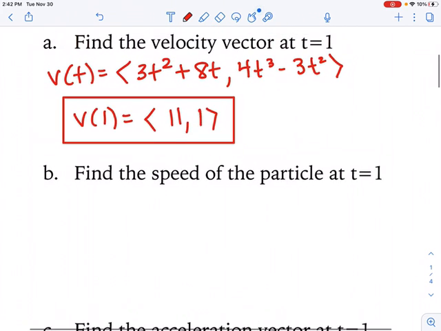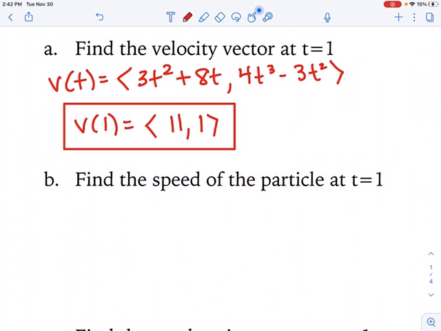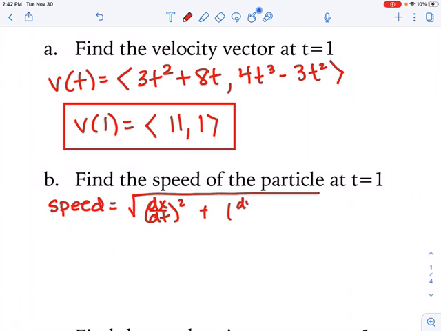Let's talk about the speed of our particle. Now, remember, when we talked about speed before Thanksgiving, we talked about how it was the square root of dx/dt squared plus dy/dt squared. Well, now that we're working with vector valued functions, that's not going to change. So dx/dt squared would be 3t squared plus 8t, that quantity squared. dy/dt is 4t cubed minus 3t squared.